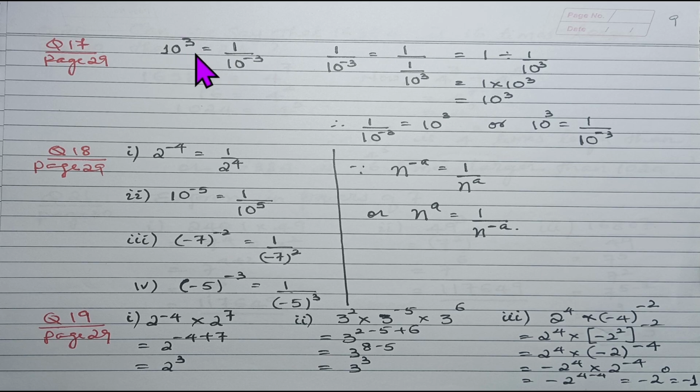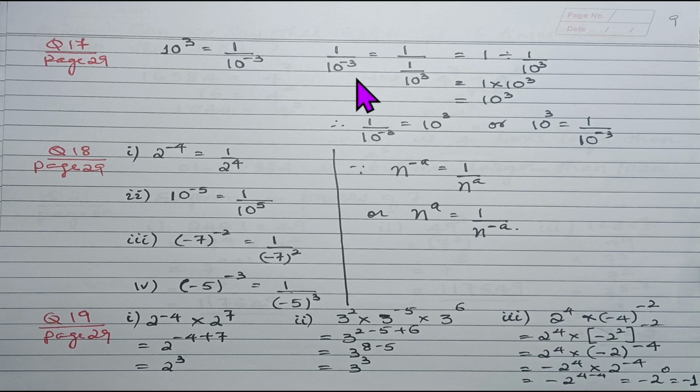10 raised to 3, 10 cube, is equal to 1 by 10 raised to minus 3. So let us understand this. 1 by 10 raised to minus 3 is nothing but I can write it as 1 by 10 cube, because a raised to minus n is 1 by a raised to n. Now when I take a multiplication of this, then that becomes 1. Rather, if I write in division form, it will be 1 divided by 1 by 10 cube. And if I change division to multiplication, then I have to take the reciprocal of this. 1 into 10 cube becomes 10 cube.